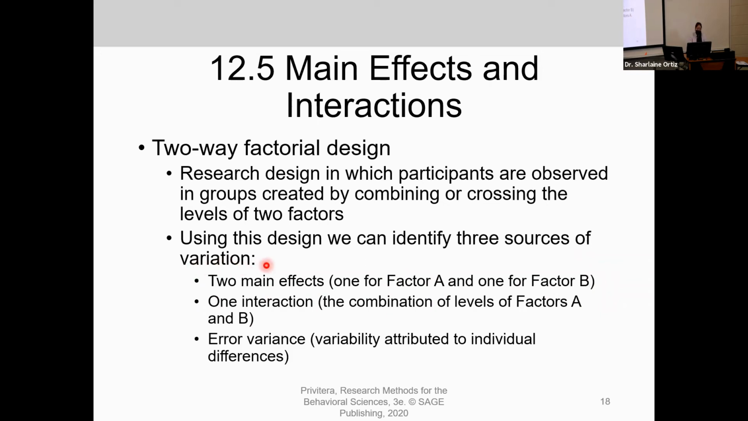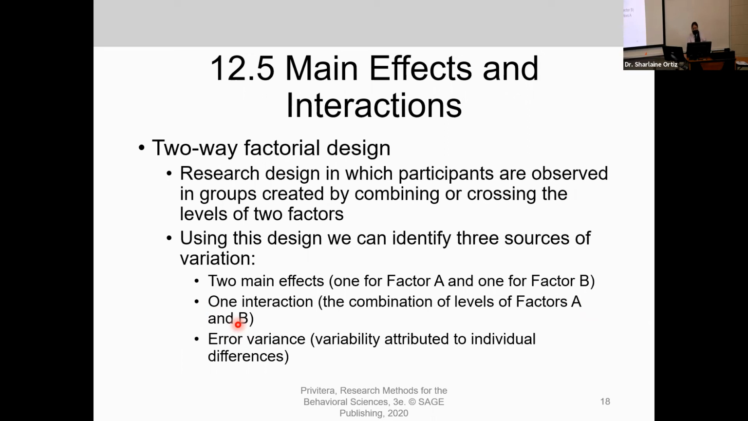Notice that the second aspect could be one interaction. Perhaps the two main effects didn't have an effect, right? So factor A and factor B inherently didn't have a specific form of variation, but maybe if we combine the levels of factor A and factor B, then we may be able to see an effect. Then we may be able to see an interaction.